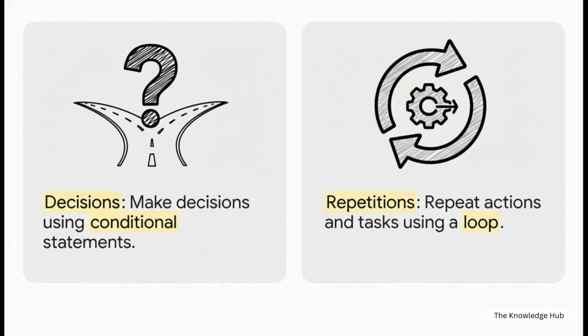So, with conditionals, you're making your code smart, right? It can react to changing data. And with loops, you're making your code incredibly efficient, able to perform massive tasks with just a few lines of code. Put them together, and you have an absolutely powerful combination.